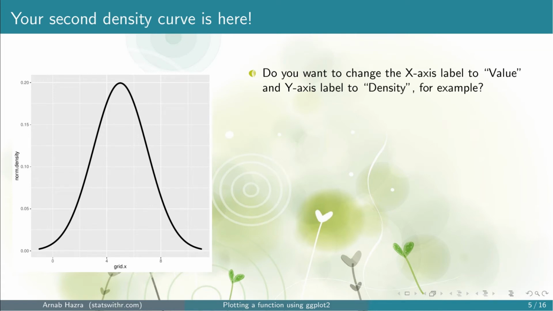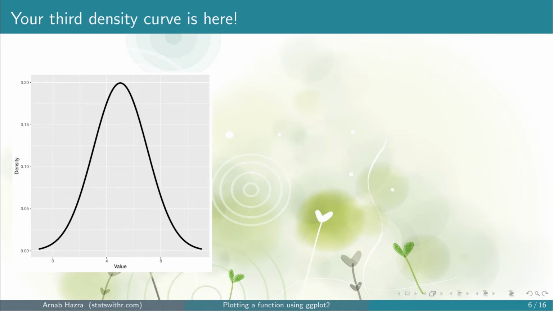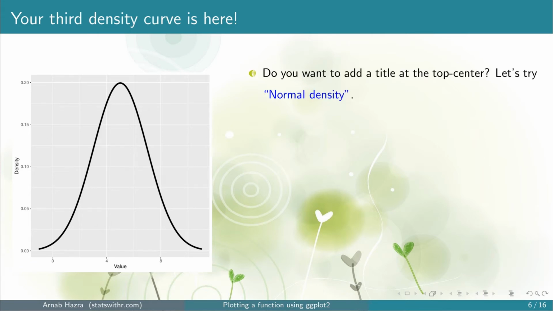To do that, add the line xlab "value" within quotes plus ylab "density" within quotes. Now press enter. Okay, you get your third normal density curve. You can see that the axis titles have changed. Next, you might be interested to add a title, say normal density at the top center.